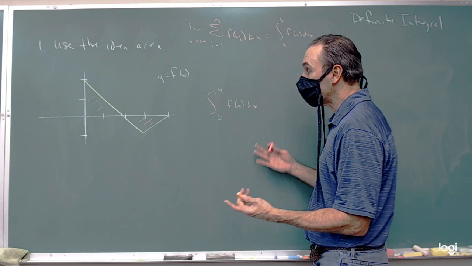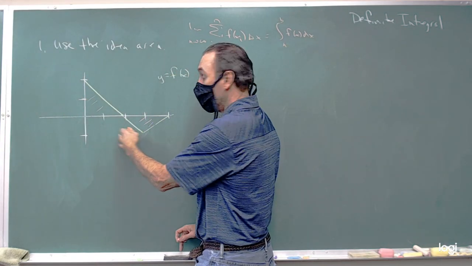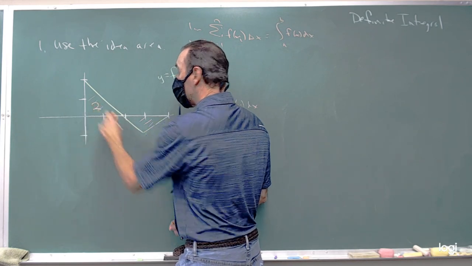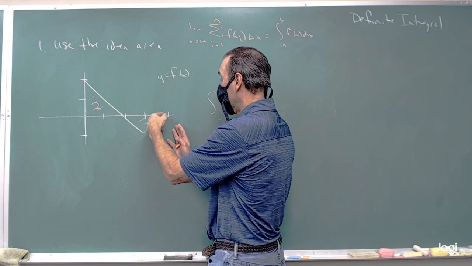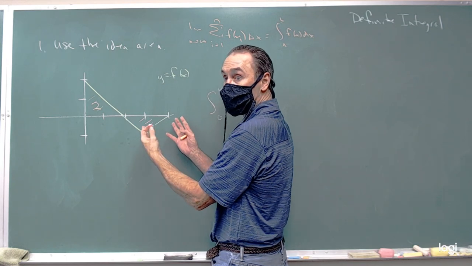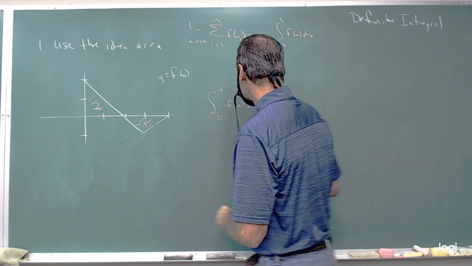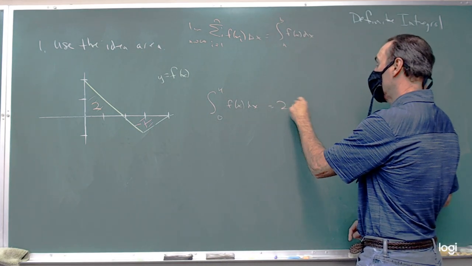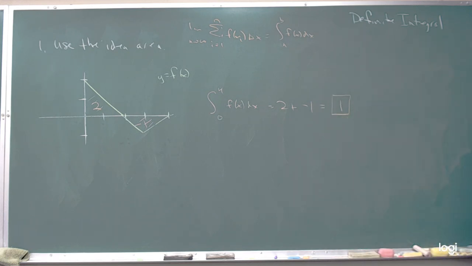So to evaluate this, we can say the area of this triangle is 1 half base times height. So that's 2 times 2, half of that is going to be 2. You with me there? And the area of the triangle below the x-axis is 1/2 base times height. Its base is 2, its height is 1. So half of that is 1, but it's below the x-axis, so we're going to treat it as a negative. And so this integral is going to be that 2 plus the negative 1. It is going to be 1. So a definite integral is a number. Could be positive, could be negative, could be 0.